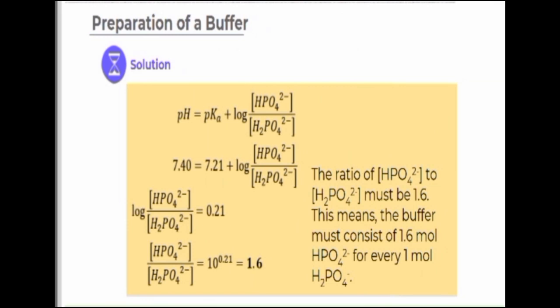Substitute the pH and the pKa to the Henderson-Hasselbalch equation. What is unknown is the base-to-acid concentration ratio. Simplifying gives us the logarithm of the ratio equals 0.21. To solve for the ratio, make both sides of the equation exponents of base 10. Thus, the ratio equals 10 raised to 0.21, which equals 1.6.